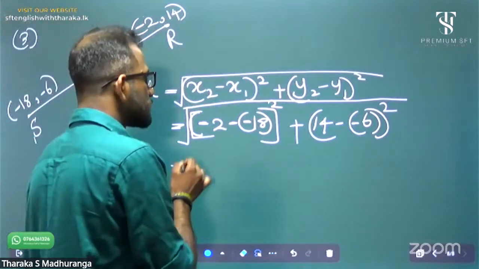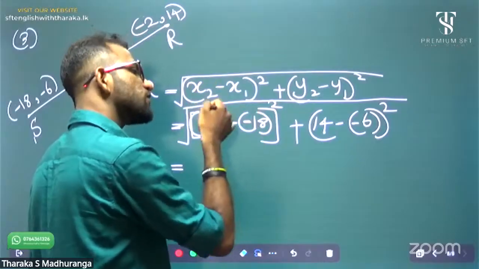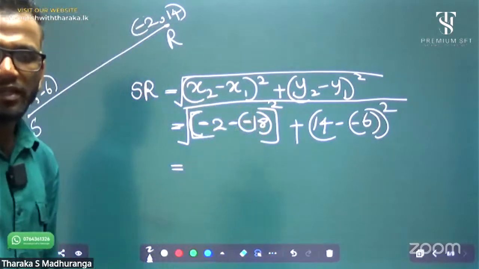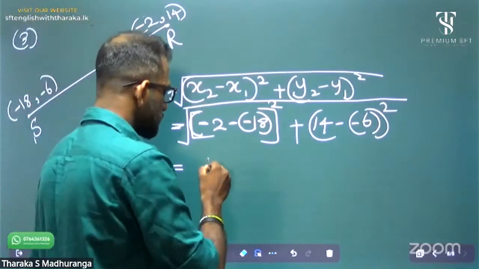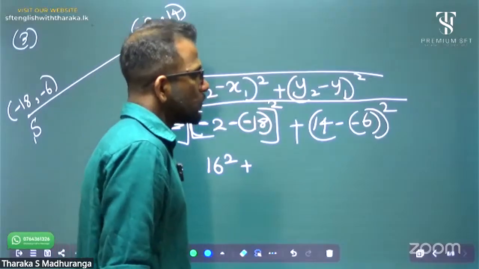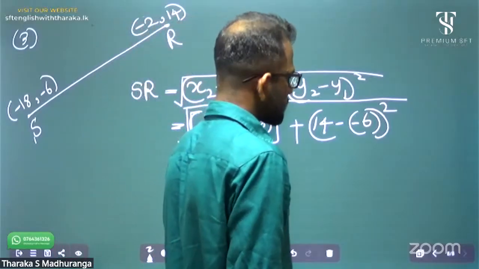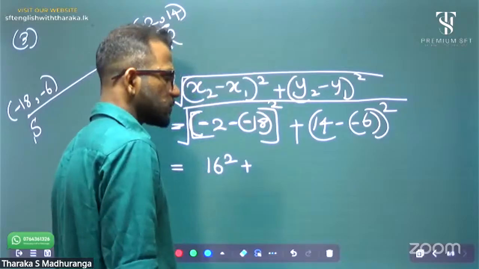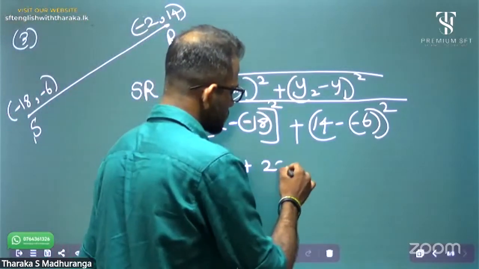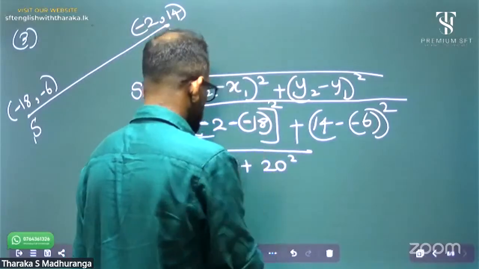Okay, now minus 2 minus minus, what happened? Plus. Then minus 2 plus 18 is 16, squared. Plus 14 minus minus 6 means minus minus plus, 20 squared. 20 squared, square root.